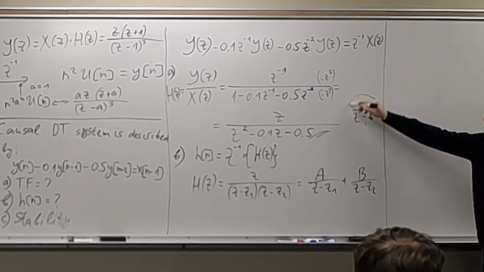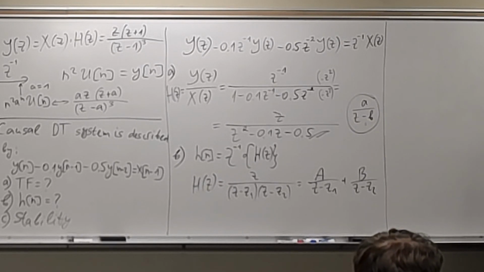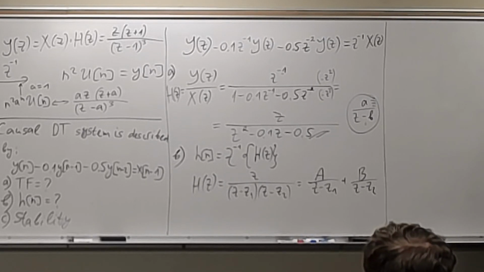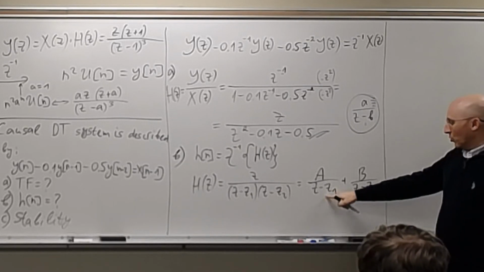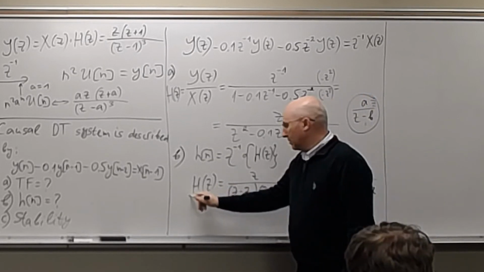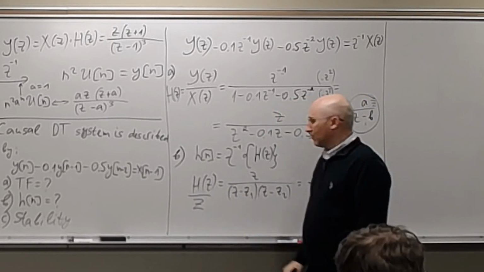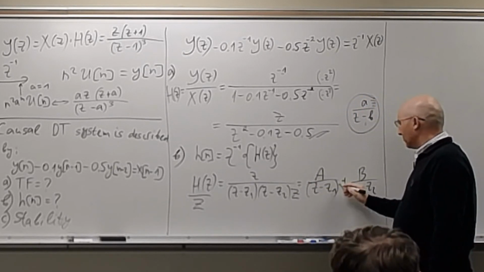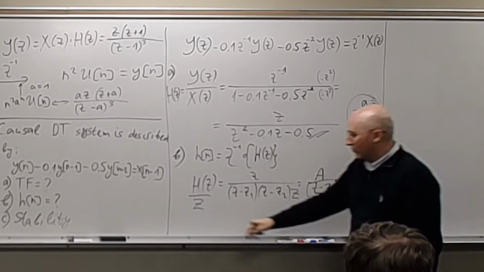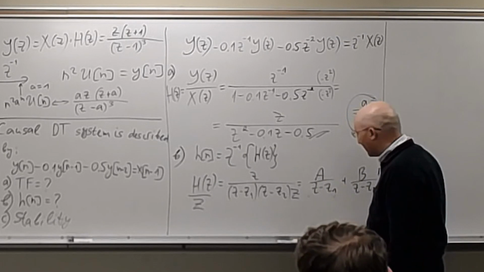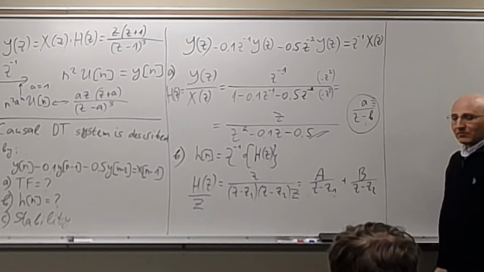You don't have that thing in the table. You have that thing in the table. Divide out Z and multiply it back. So the idea is basically that you're not doing partial fraction expansion for the H of Z function, but you're doing it for the H of Z divided by Z function. You're expanding that function here.